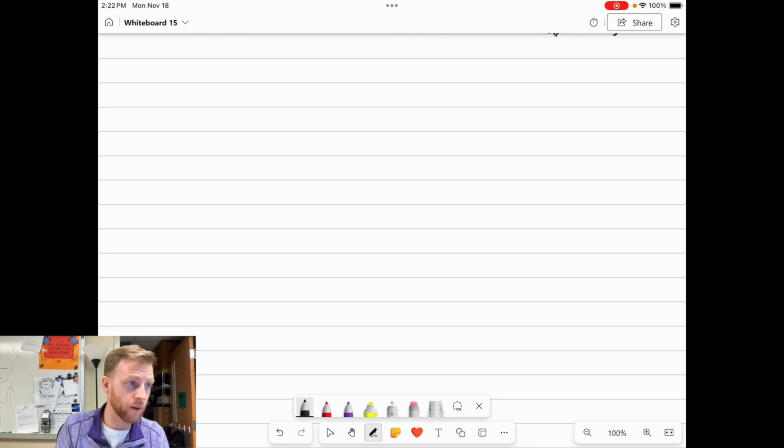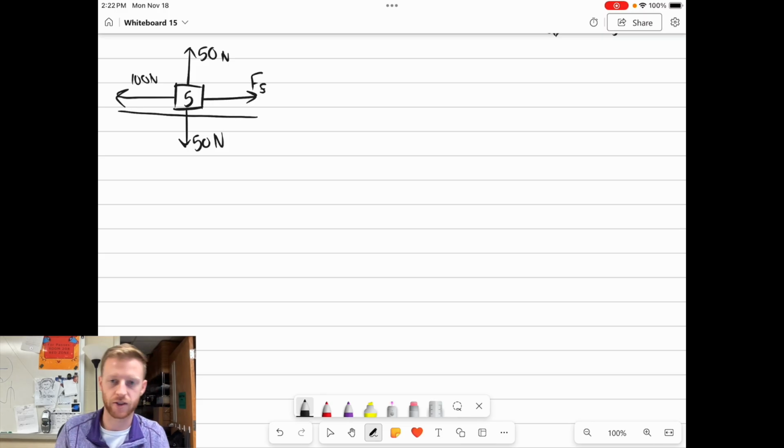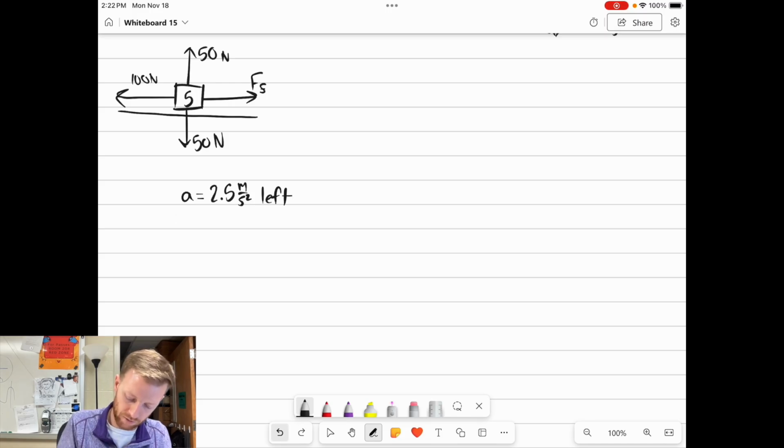And we're going to look at one more object, but this time we're going to find a mystery force. So here's a 5 kilogram box. We're going to be going to the right with a force of 100 newtons. These guys are going to equal 50 and 50 newtons. And I'm on a surface, and there is a force of friction in the opposite direction. If my object is accelerating at 2.5 meters per second squared left, what is the force of friction equal to here? That's what I want to know.